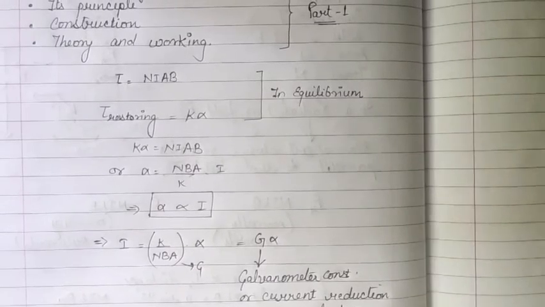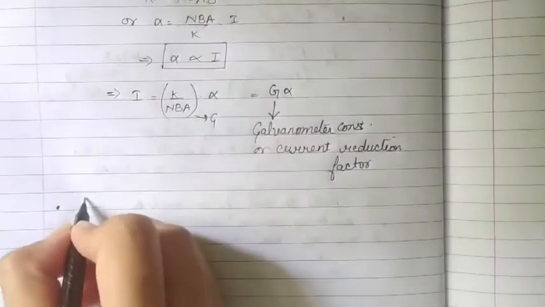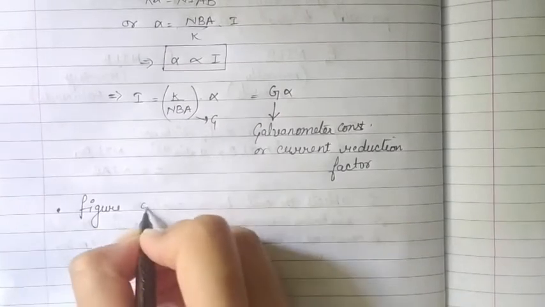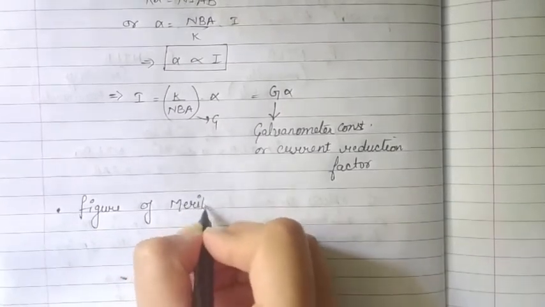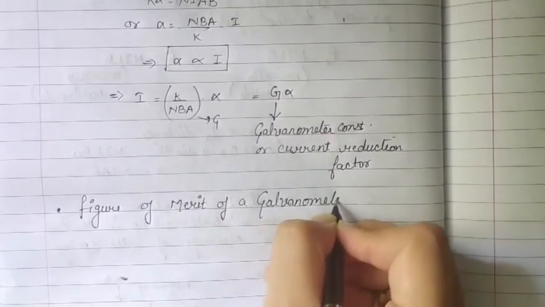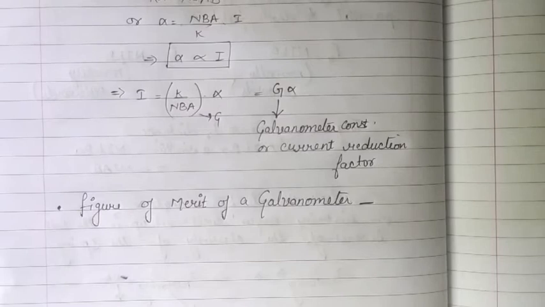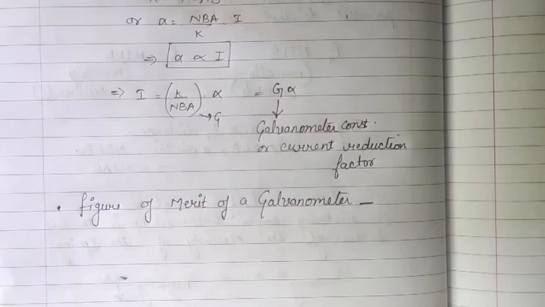Now the new term here is figure of merit. The new term that we are going to study is the figure of merit of a galvanometer. So the figure of merit of a galvanometer is nothing but the value G only, and is defined as the current which produces a deflection of one scale division in the galvanometer. It means that much amount of current which shows a deflection of one unit on the scale.